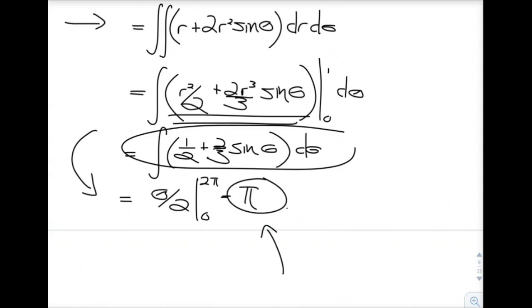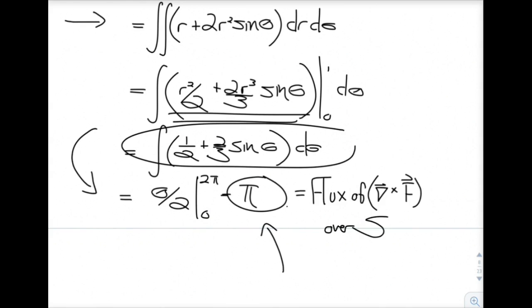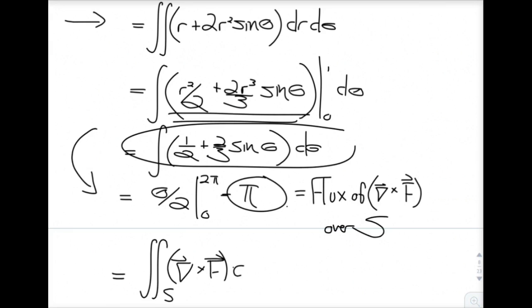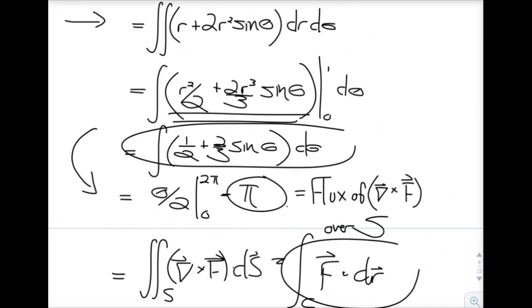So, again, what is this? Well, it's the flux of the curl of F over S. That is, it's this thing right here. But again, via Stokes' theorem, it's also equal to the line integral of F around the boundary curve C. So it's this thing right here as well. And of course, this thing right here we calculated by direct methods above. That was method 1. We found that the answer was pi as well.